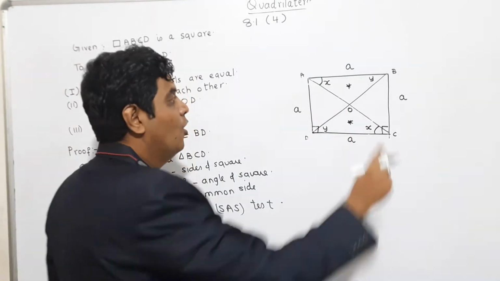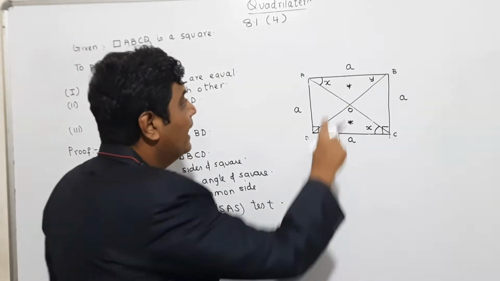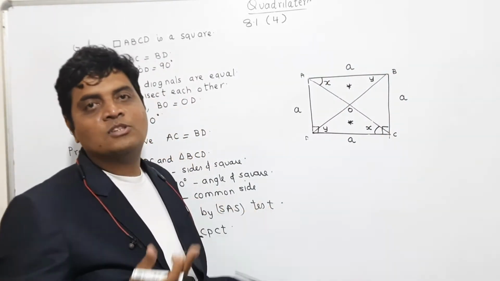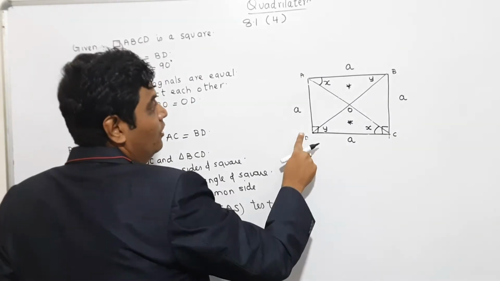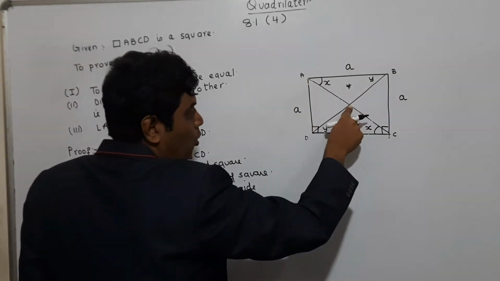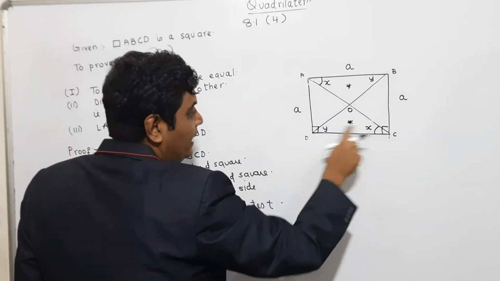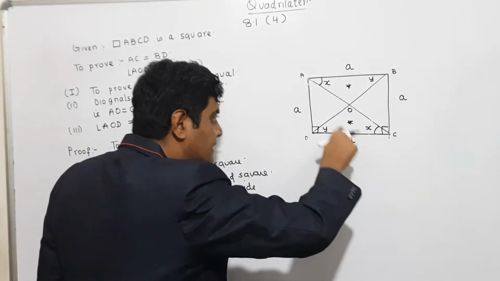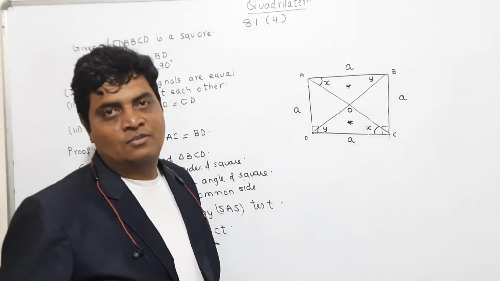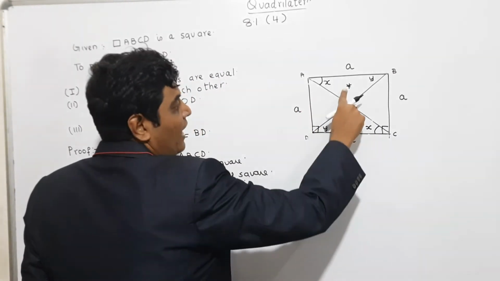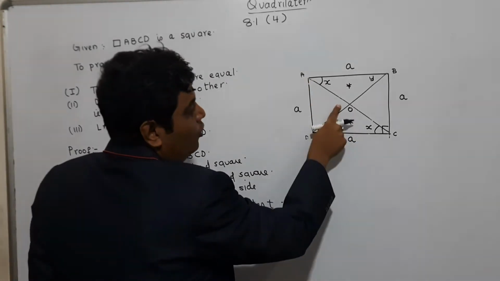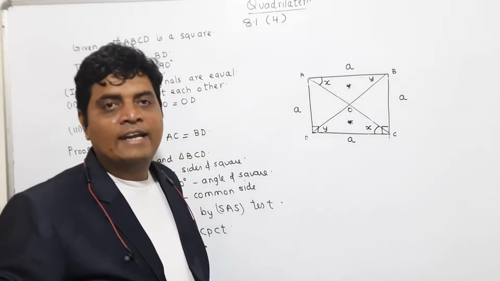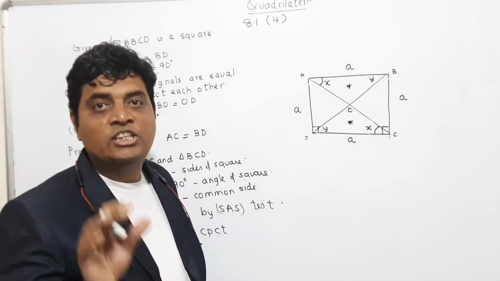Why? Again, alternate angles. And can I say AB is equal to DC? Why? Because they are opposite sides of a square. Therefore, triangle ABO is congruent to triangle CDO by which test? ASA test of congruence. Correct? So once both these triangles are congruent, I can say AO is equal to CO and DO is equal to BO. Therefore, the diagonals bisect each other.